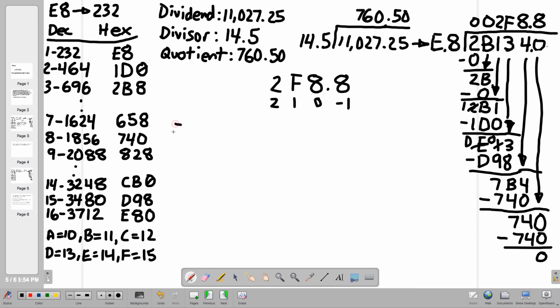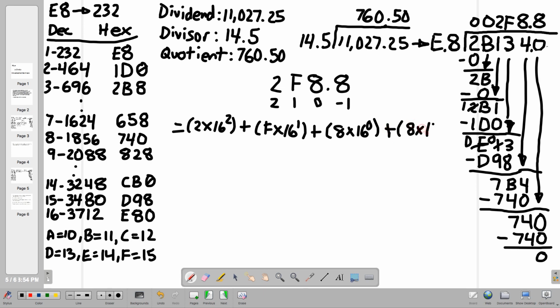And what we want to show is we have 2 times 16 to the second power, plus F times 16 to the first power, plus 8 times 16 to the 0 power, and plus 8 times 16 to the -1 power.